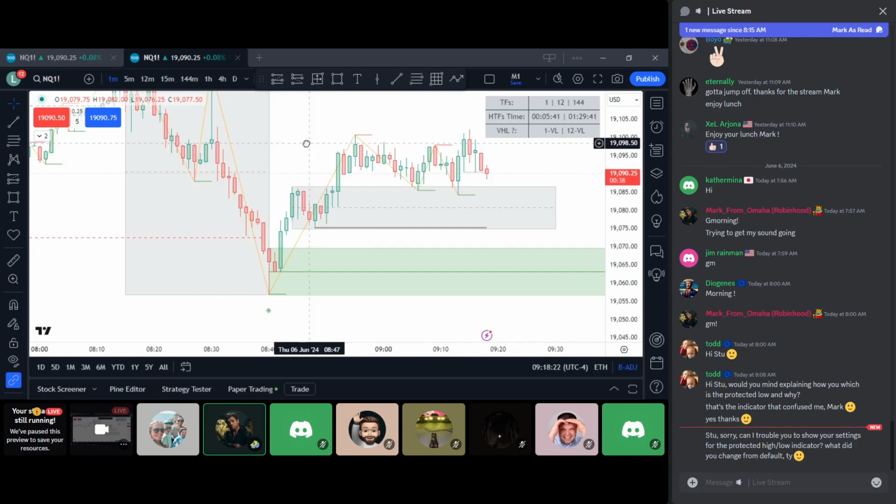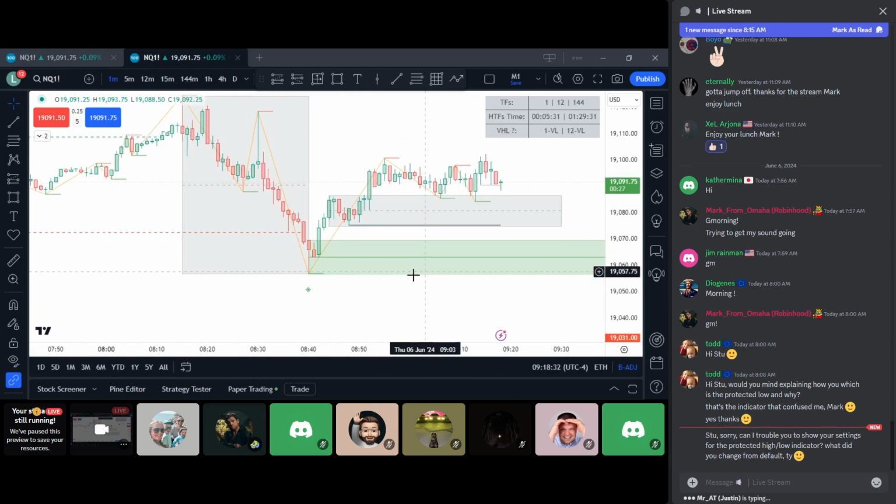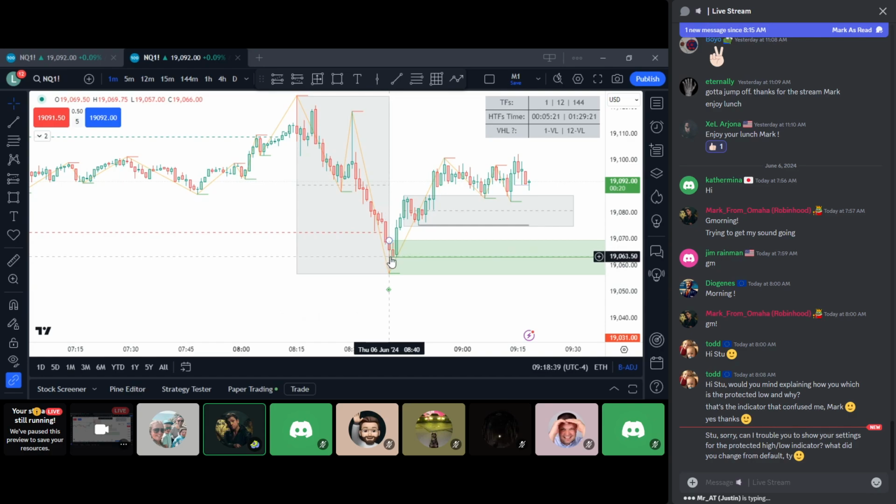I guess I'm used to trying to use valid points on the 1 to draw my zones out, but that looks like a better way to get into a trade. And is that just because it's at the flip of the 12 minute? So anytime you get a valid high or low on the 12, you can then look for that particular model right there.